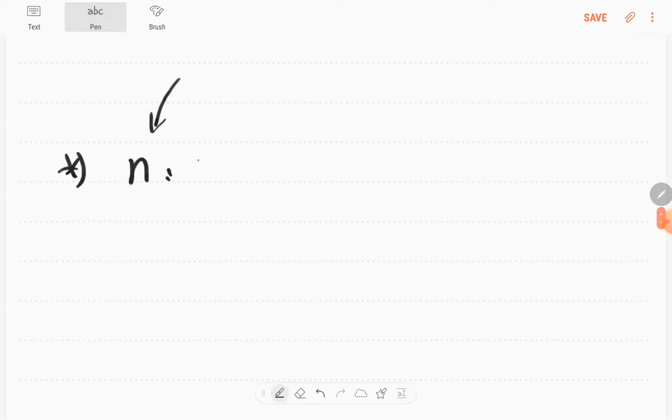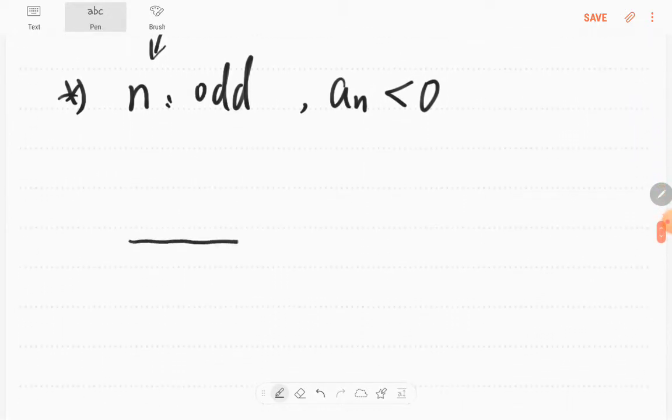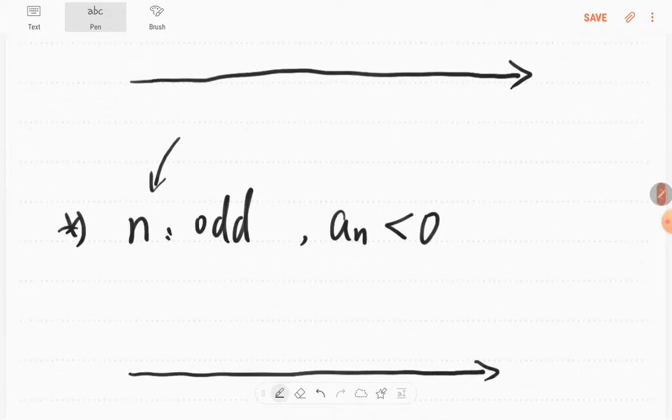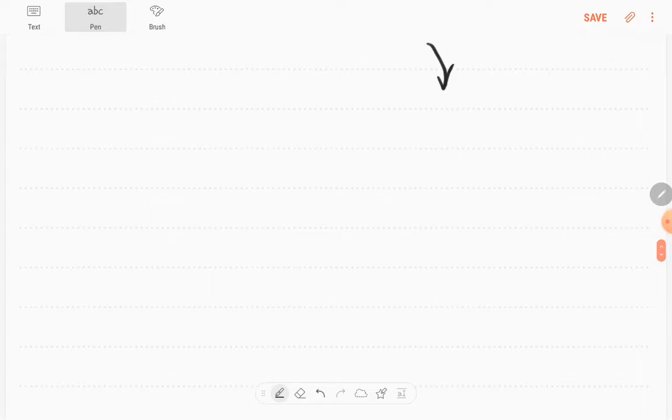If n is still an odd number, but a sub n is less than 0, a negative number, then the behavior, we just flip the behavior of the first case about the x-axis. This is the x-axis, right? So it always starts above the x-axis and will end below the x-axis. And the curve between these two arrows, we don't know. It depends on the problem. Okay, so this is the odd number.